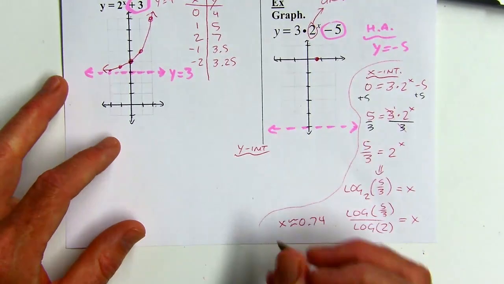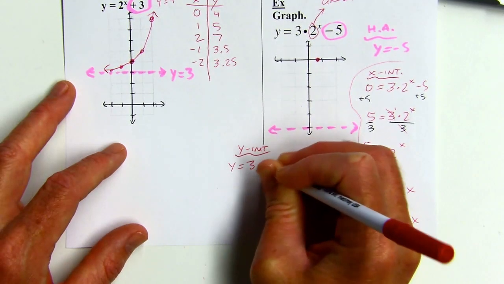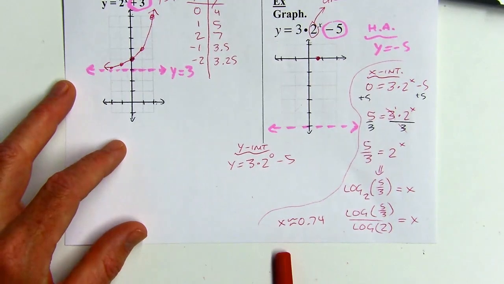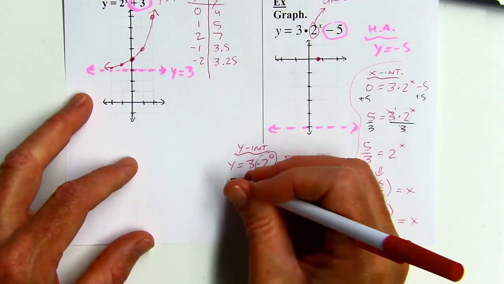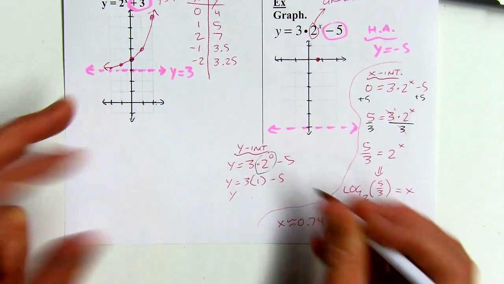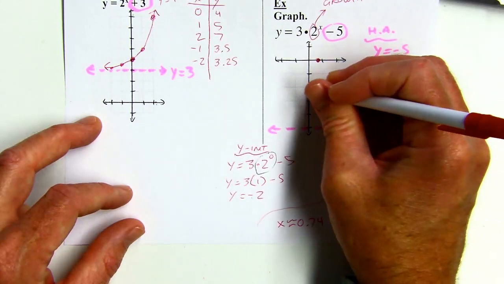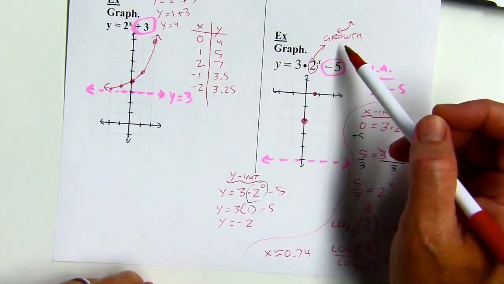I'm going to plug in 0 for x, and this is going to be a little easier than the x-intercept. Okay, so I'm going to just start with this piece, because anything to the 0th power equals 1, so that means I've got 3 times 1 minus 5. Well, that's just 3 minus 5, and that is -2. So my y-intercept is -2, and then it is going to fit with a growth curve shape, right?